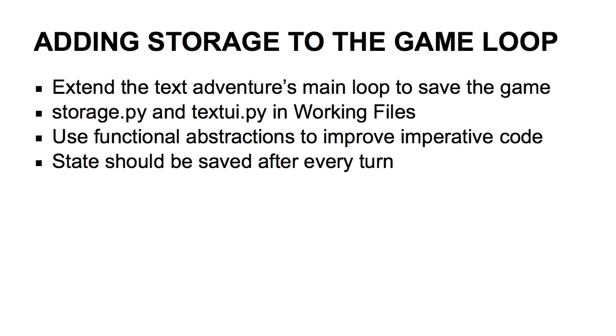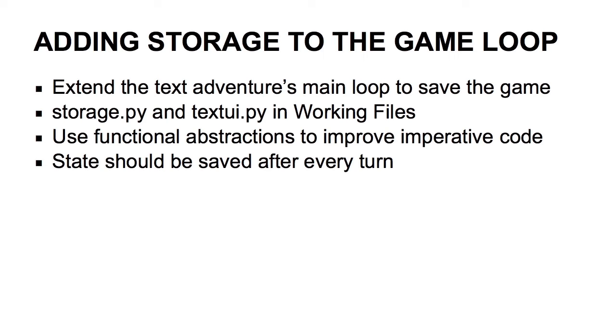In this lesson, we'll extend our game's main loop with storage facilities. We previously implemented a storage subsystem, which you can find in the storage.py file in the working files folder. The main loop can be found in textui.py. We'll be working with both of those files in this lesson. By the end of this lesson, we'll learn a little bit about how to use functional abstractions to better factor our imperative code, as well as learn a couple more bits about SQLite.